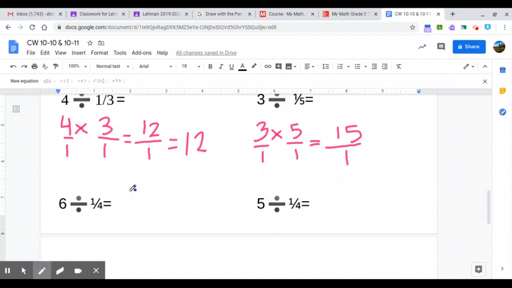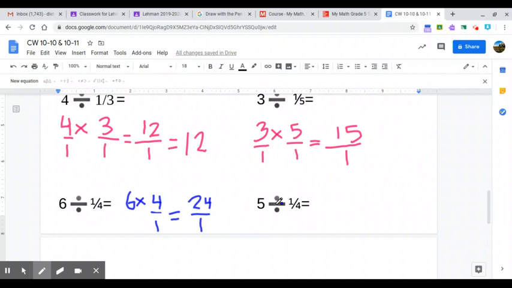So we're going to keep the 6. We're going to change the division. And we're going to flip 1/4 into 4 over 1. Okay, and again, we just multiply across. So we have 6 times 4 is 24. And those ones would make 1. So there's going to be 24 available pieces. So out of that original 6 Hershey's bars, we're going to have enough for 24 people to make a s'mores.